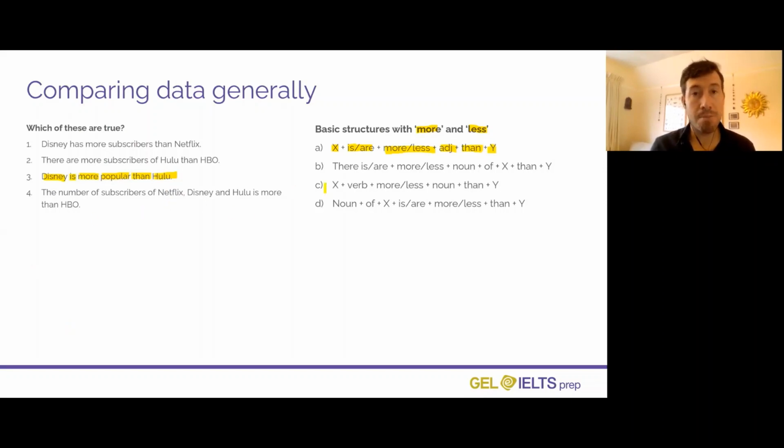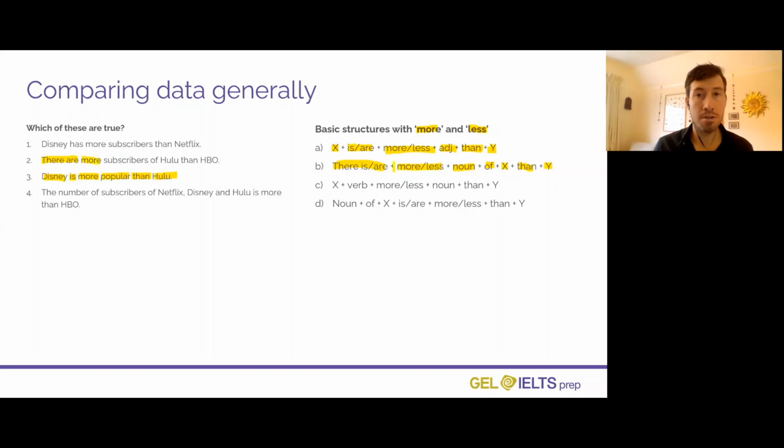Looking at letter B, there is or are more or less plus a noun plus of plus X. So again, that would be like the X here. So Disney or Netflix or Hulu. Plus than, plus Y, and again, that would be another one like Disney, Netflix, or Hulu. Well, we've got an example of that here. That's number 2. So we can see we've got there are. So again, there are here.